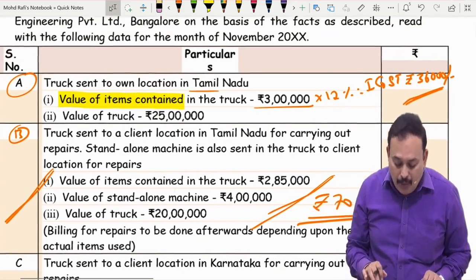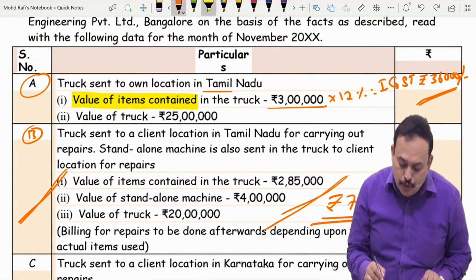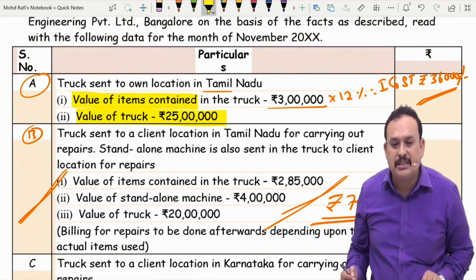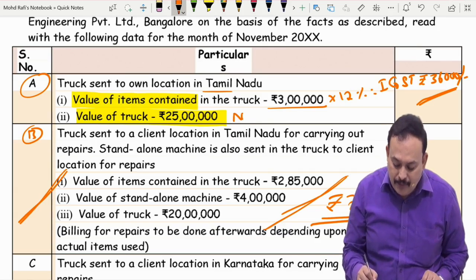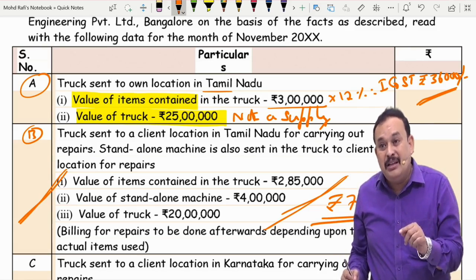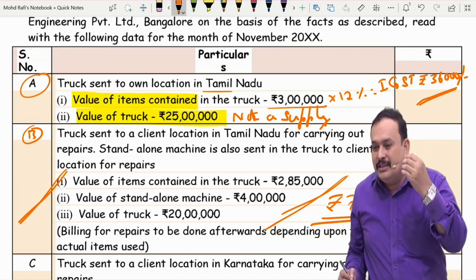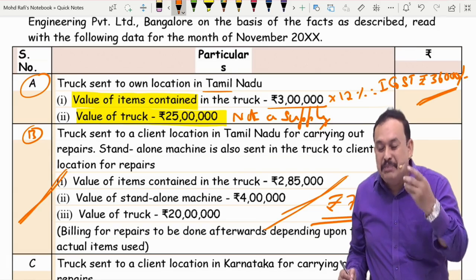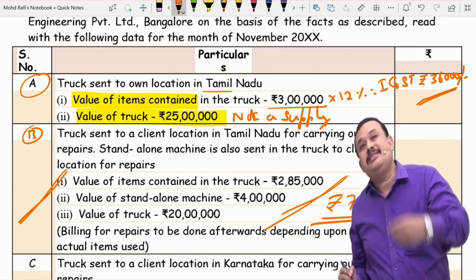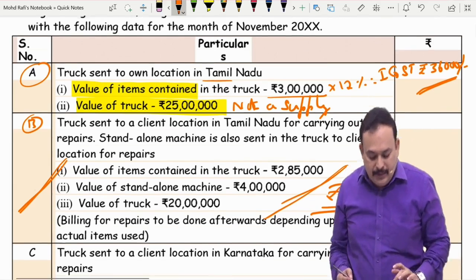Now a doubt may come, sir, what about the truck sent to own location in point number A, 25 lakhs? Not a supply, you are aware of that? Yes, sir. Why not a supply? Clarification of the CBIC: interdepartmental transfer of vehicles at interstate level, vehicle movement between distinct persons at interstate level, is not a supply, unless meant for further supply. So it is not a supply. Therefore, I have not referred to that.